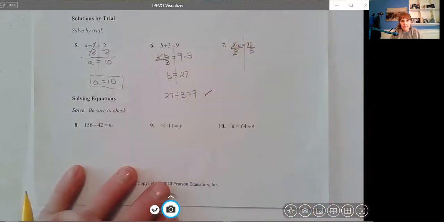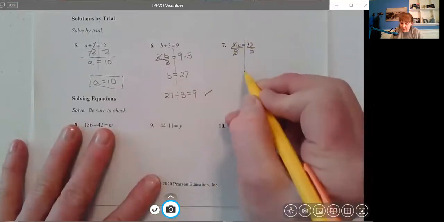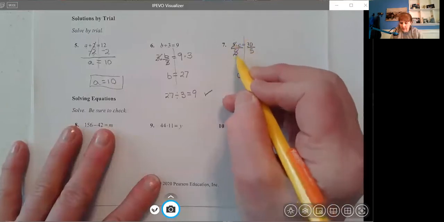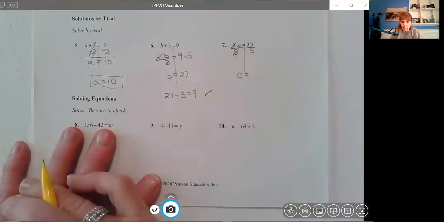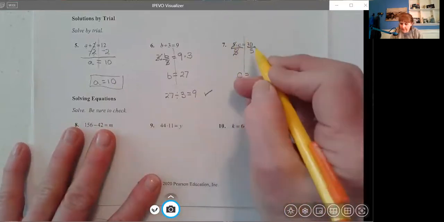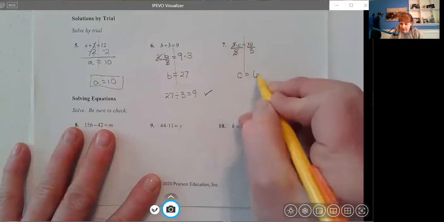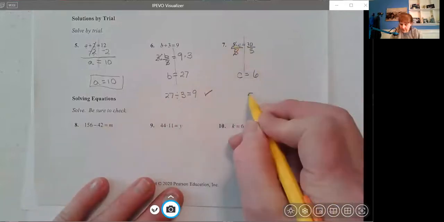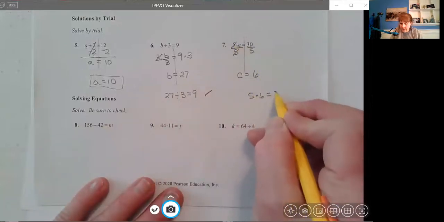So they cancel. And the c is by itself. That's our goal, is to get that variable by itself. So c then, which is now by itself, okay, 5 over 5, you have a 1, so we don't put our 1s in there, just c. 30 divided by 5 is 6. All right, and then you can put that back in to check it. 5 times 6 does equal 30.